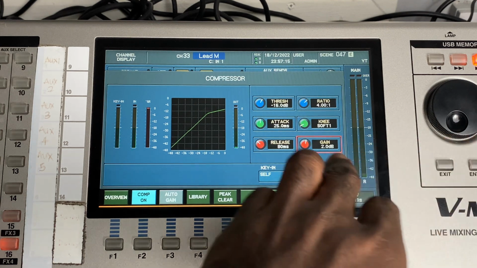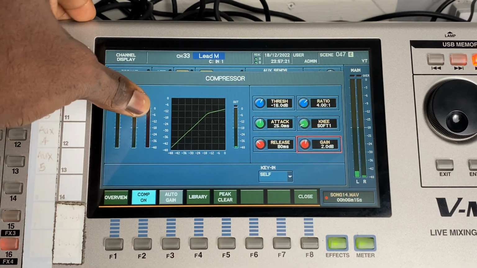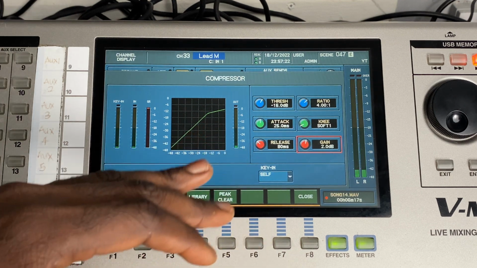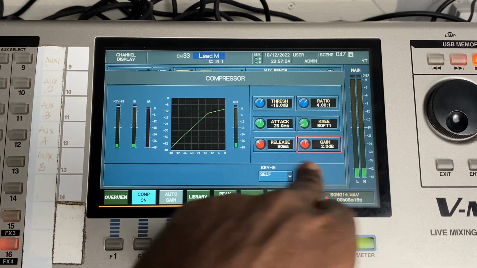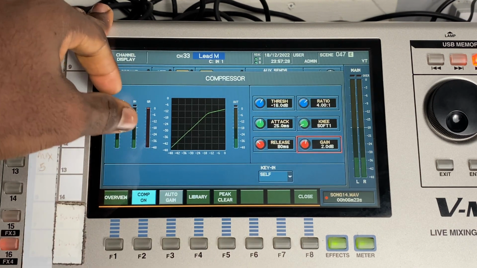But then the gain, for example, if after squashing your signal using the compressor, you find that your output is a little bit low, you can use the gain to increase the output a little bit to match the input, depending on what works for you.